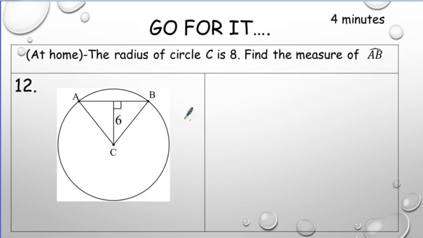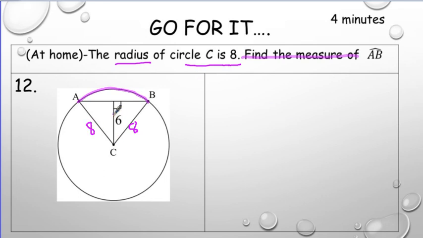Okay, here's another one. It says the radius of the circle C is 8. Find the measure of arc AB. This symbol up here means arc. It's a little loop. Alright, so I am going to highlight what they're asking me to find the measure of. So that means I need to find this arc right here. And it gave me some information that the radius is 8. So from the center to the circumference of the circle is 8.